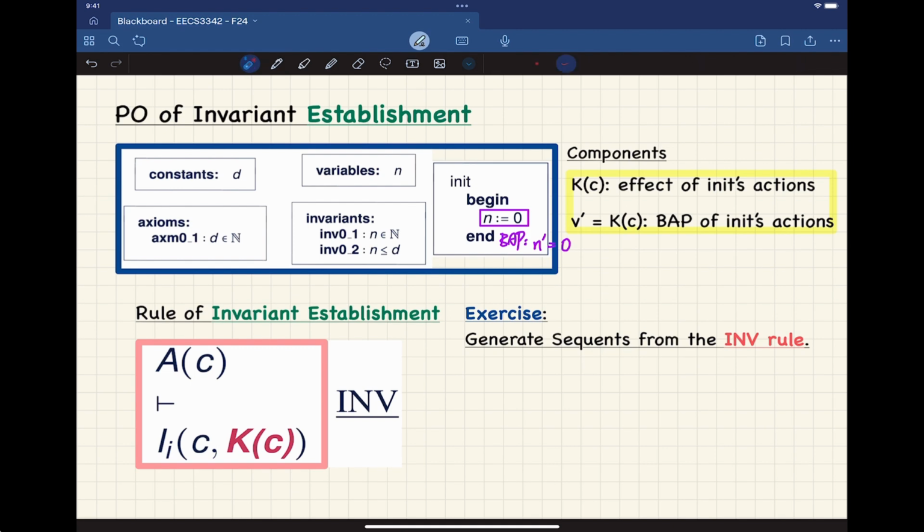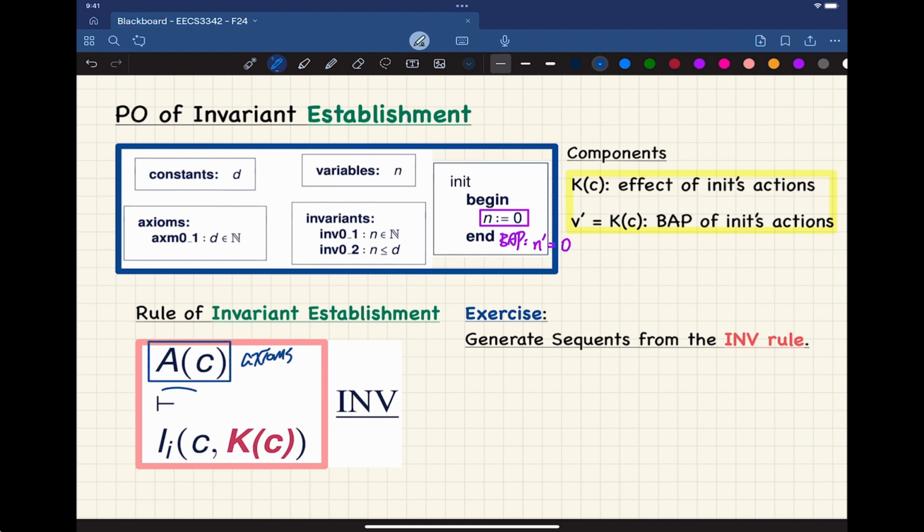And this is the proof obligation rule for invariant establishment. Let's now try to read it together. This part here, if you recall from the component, means all the axioms. We don't really have to involve any invariants. Invariants are usually to do with the variables. Since there's no pre-states for the initialization event, we don't assume anything on the variables. I can write it down for you. So this one here is axioms.